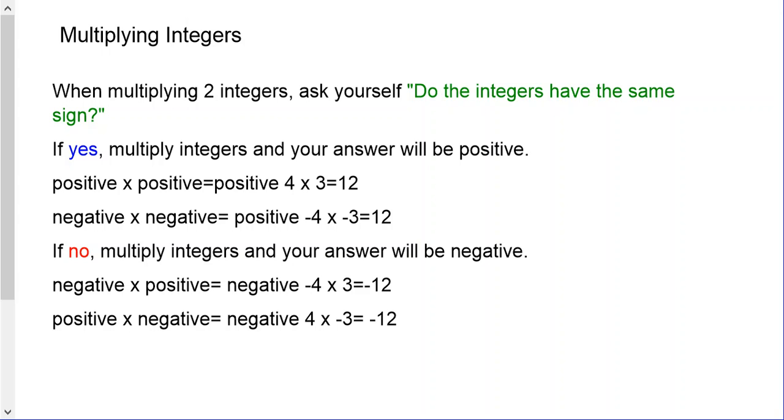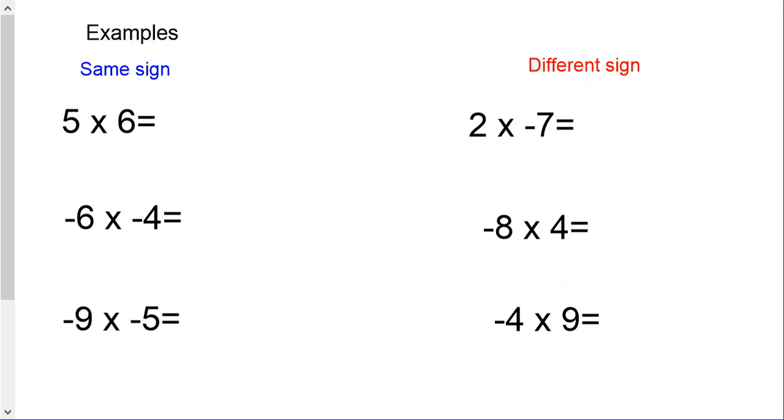Alright, let's look at some examples. So the same sign. Same sign, we can multiply and we should get a positive product or answer. 5 times 6 is a positive 30. A negative 6 times a negative 4 will give us a positive 24. And negative 9 times a negative 5 will equal a positive 45.